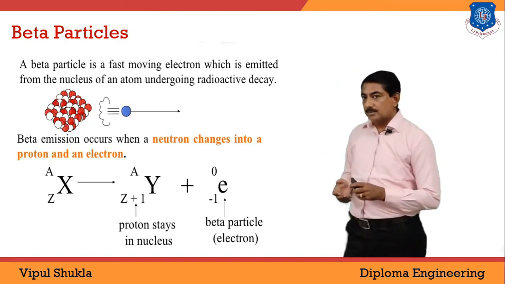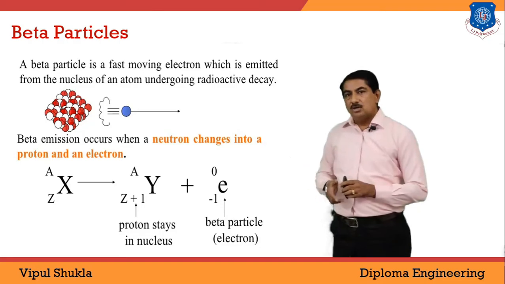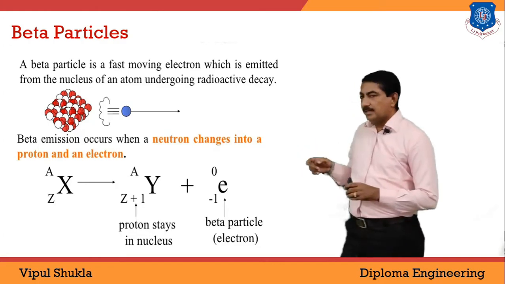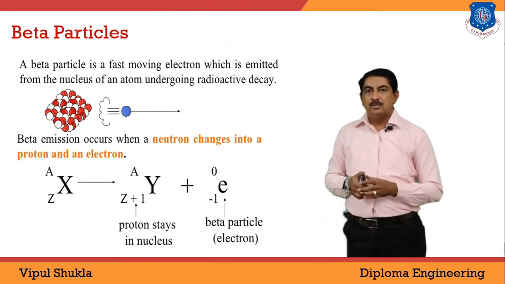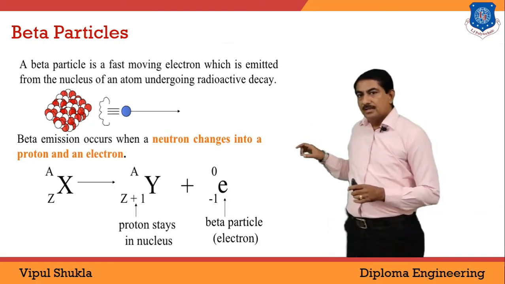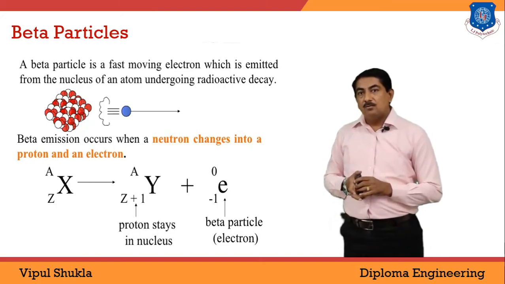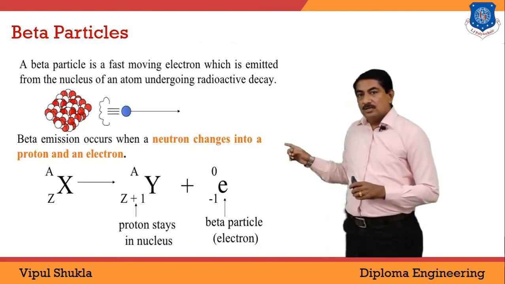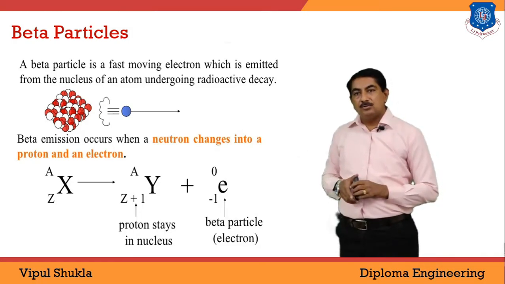Now look here, in this reaction, X is the parent nucleus, Y is the daughter nucleus. Z denotes atomic number, capital A denotes atomic mass, or we can say the nucleon number, the sum of protons and neutrons. When parent nucleus X undergoes decay, it will emit an electron. That means it emits a beta particle. Now what will be the change in the daughter nucleus? The atomic number of the daughter nucleus increases by 1 unit compared to the atomic number of the parent nucleus.